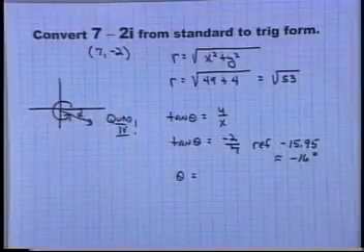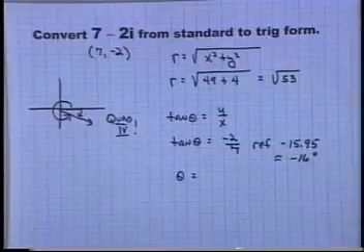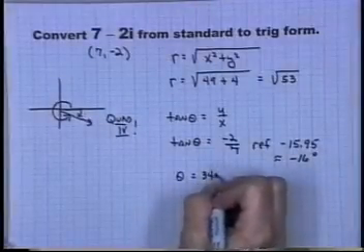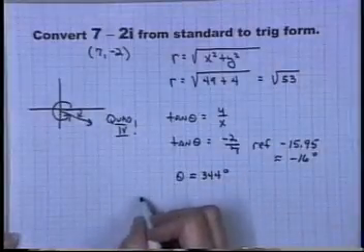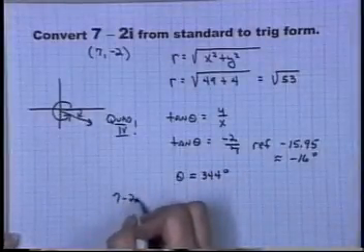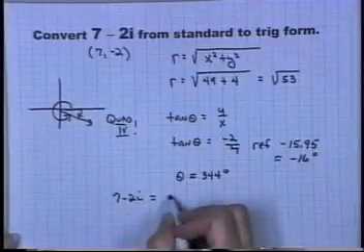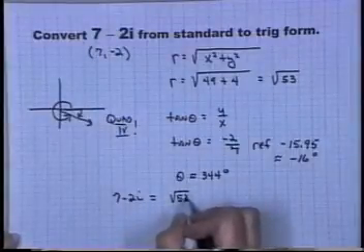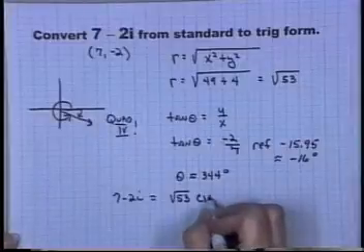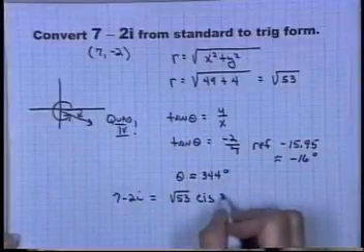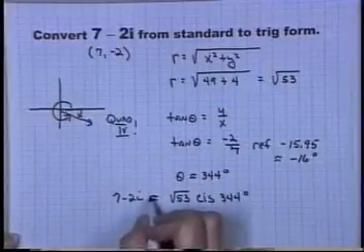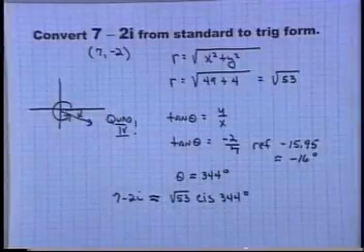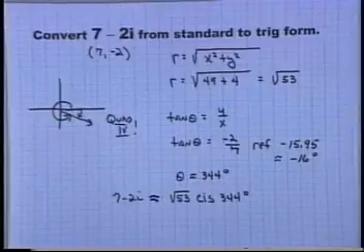And of course, to get that, we just need to subtract that 16 degrees from 360, and theta is approximately 344 degrees. Okay? So 7 minus 2i in trig form: r was the square root of 53, cosine plus i sine, our angle is approximately 344 degrees. Let me change that to a wavy equal sign, because that's not exact, but that's pretty close.